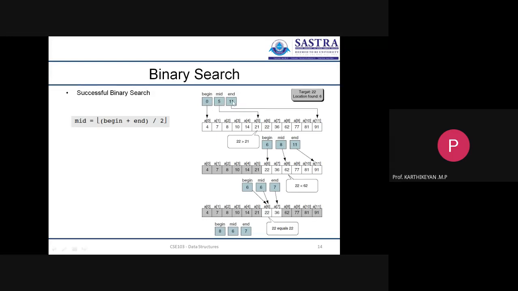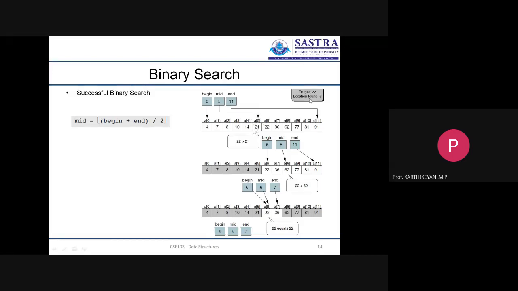So 11 divided by 2. When you are dividing 11 by 2, you will get 5.5. If you round down to the previous integer, you will get 5, the floor. Okay, 5 is the middle index, so we will go to the fifth index. What is the fifth index value?